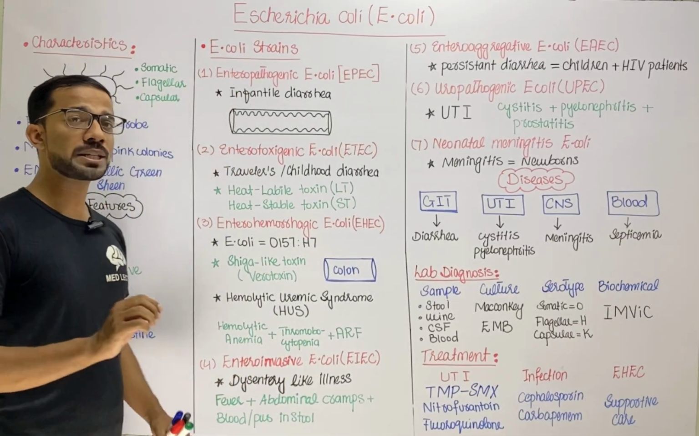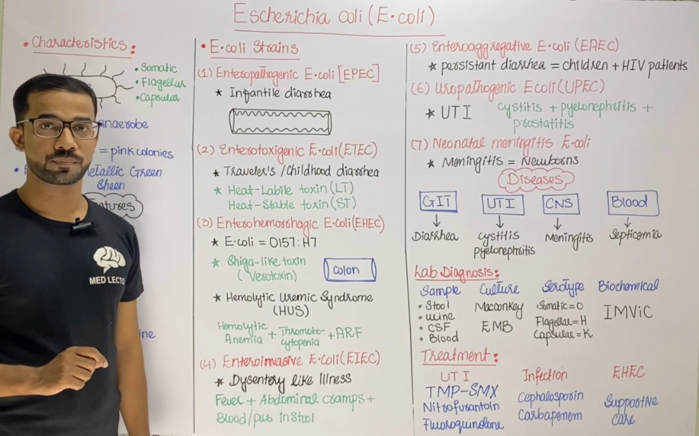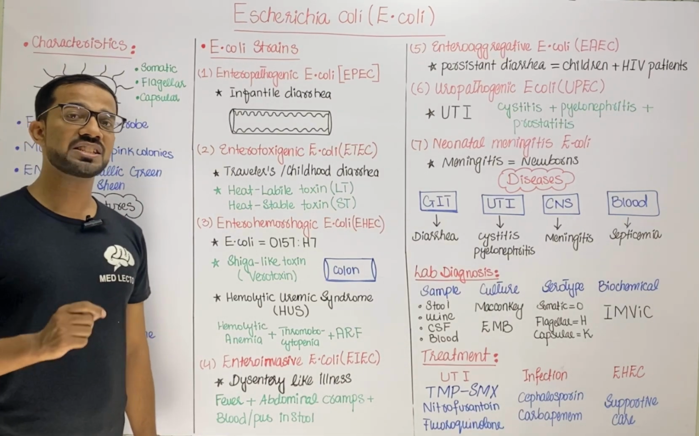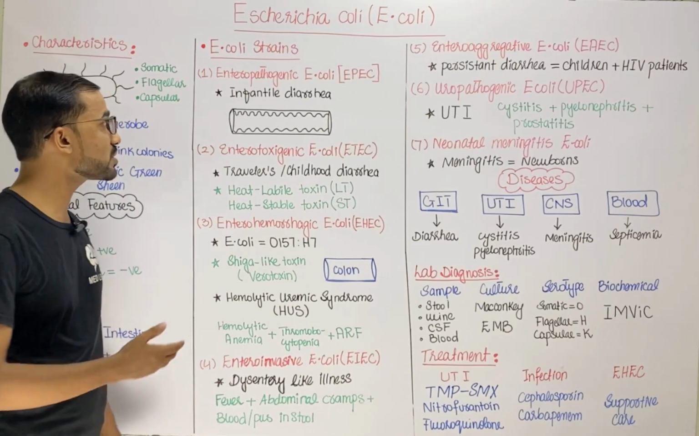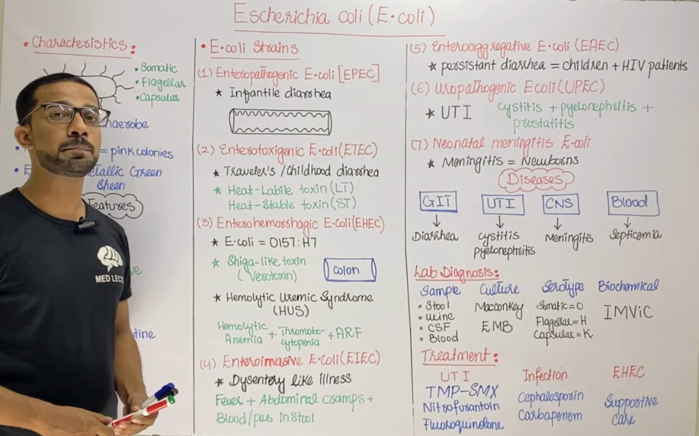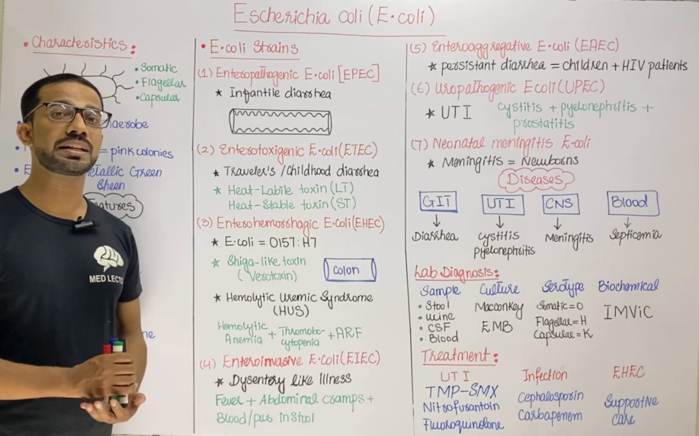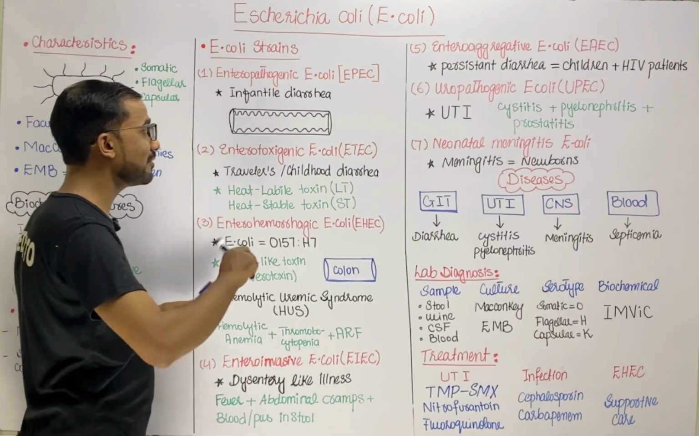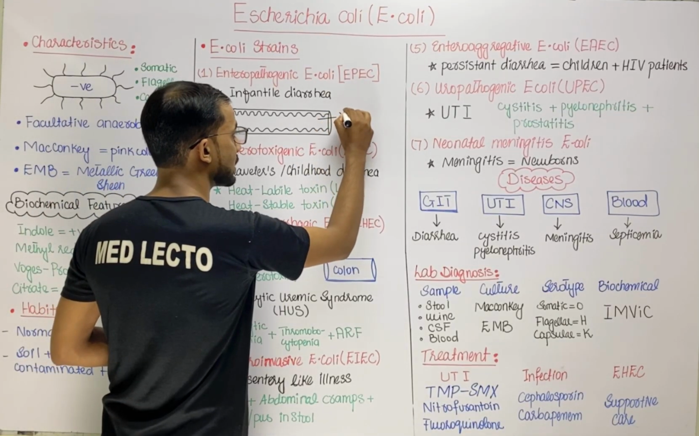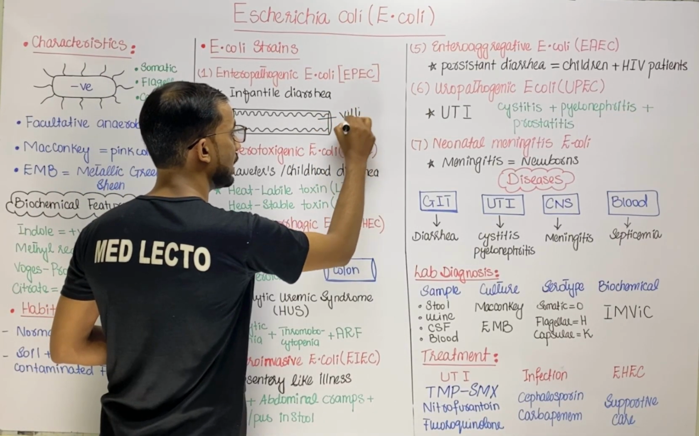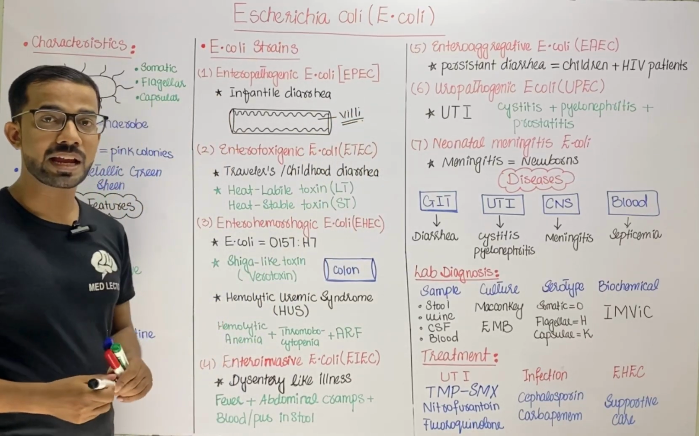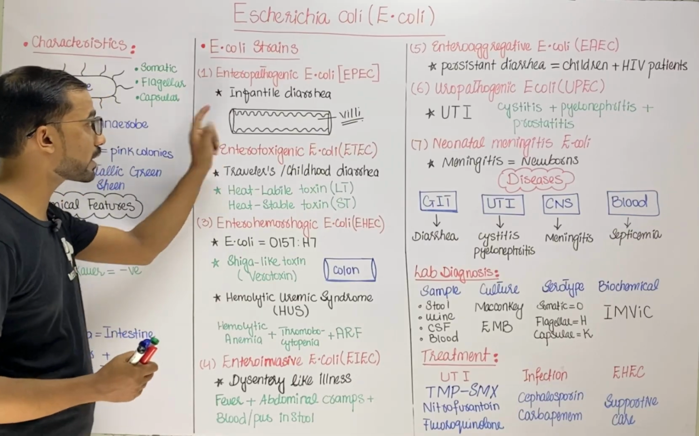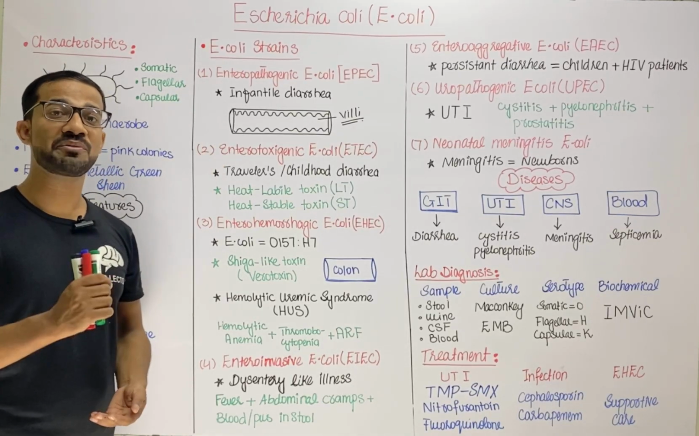Next, we will see the most important E. coli strains. We will see 7 most important strains, and these strains cause different diseases. First is the Enteropathogenic E. coli, EPEC. It causes infantile diarrhea, and that is the important thing. It also disrupts the villi that are present in the small intestine, and also disrupts the absorption of food. So that is the important thing about enteropathogenic E. coli. This is the first strain.